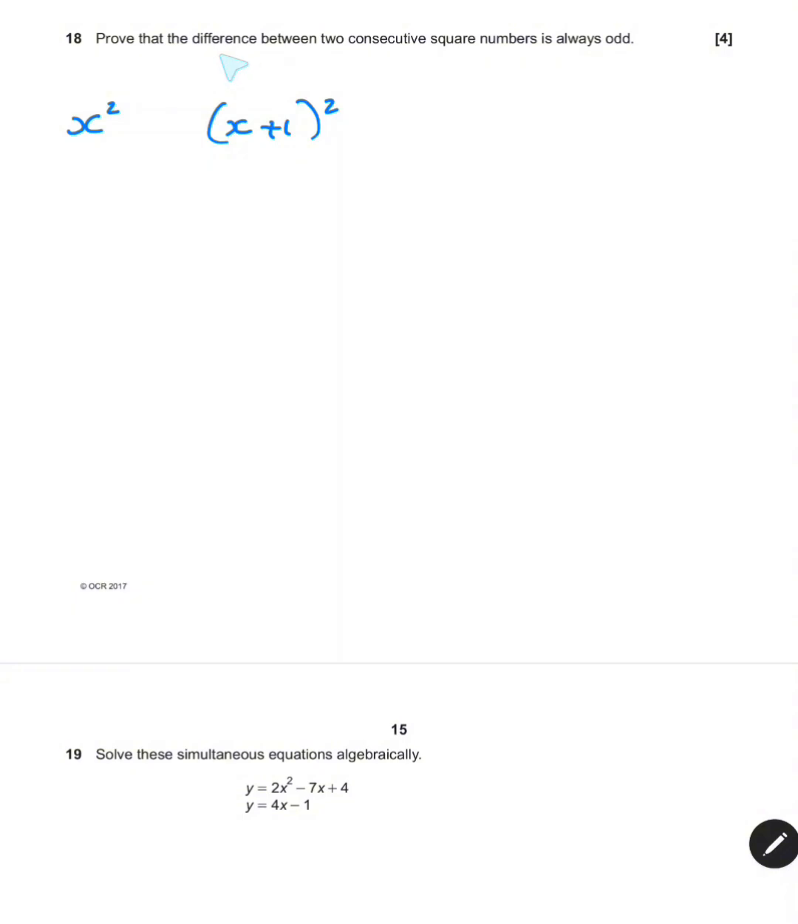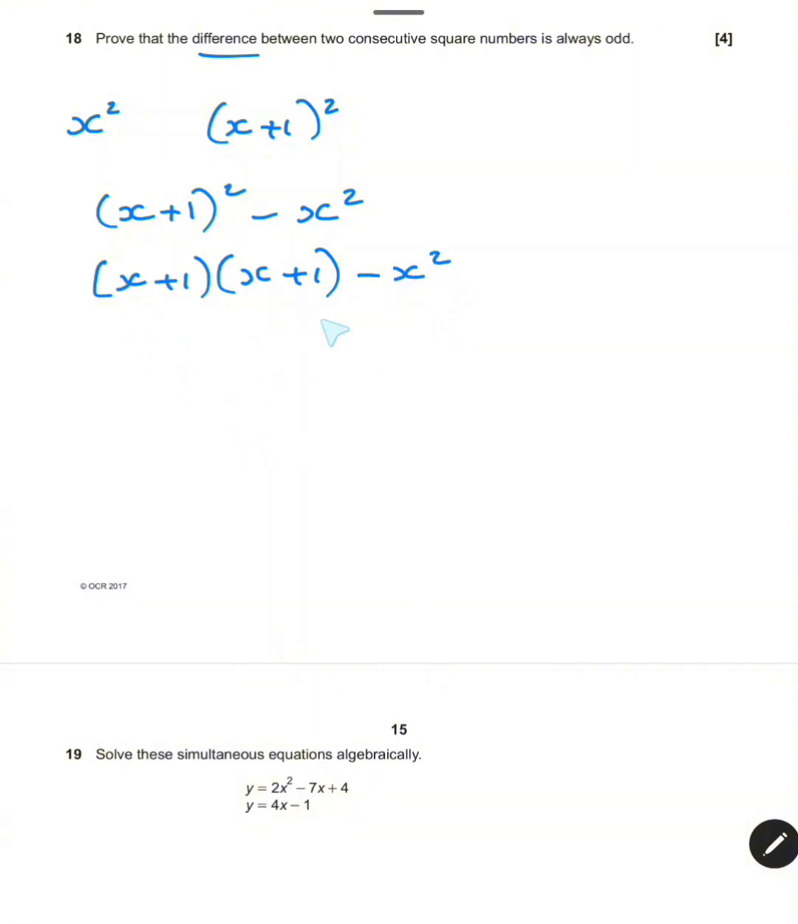And I want the difference between these two things. So I'm going to write just the other way around. x plus 1 squared. The difference is a subtraction. And I'm just going to work this through now. We've got x plus 1 all squared, which is x plus 1 times x plus 1. I'm going to take away that x squared. Now we've got double brackets to expand. Well, x times x is x squared. x times 1 is 1x. 1 times x is 1x. And 1 times 1 is 1. Don't forget to take away your x squared.